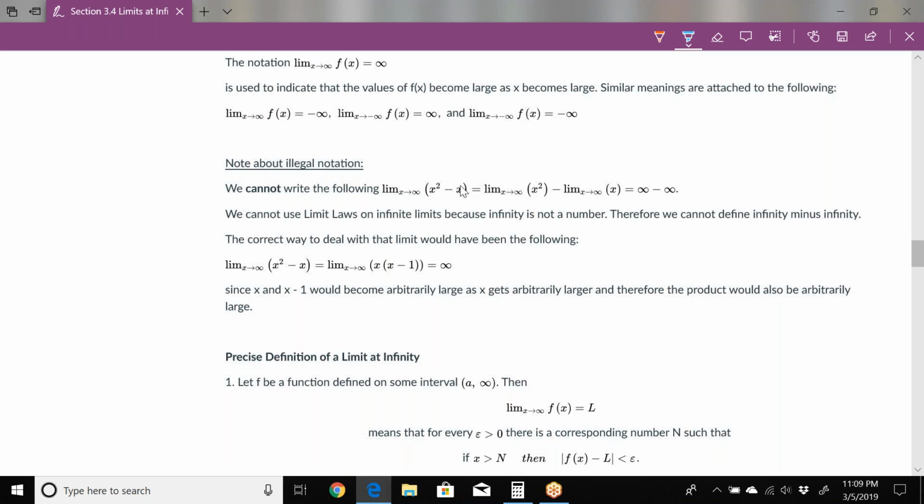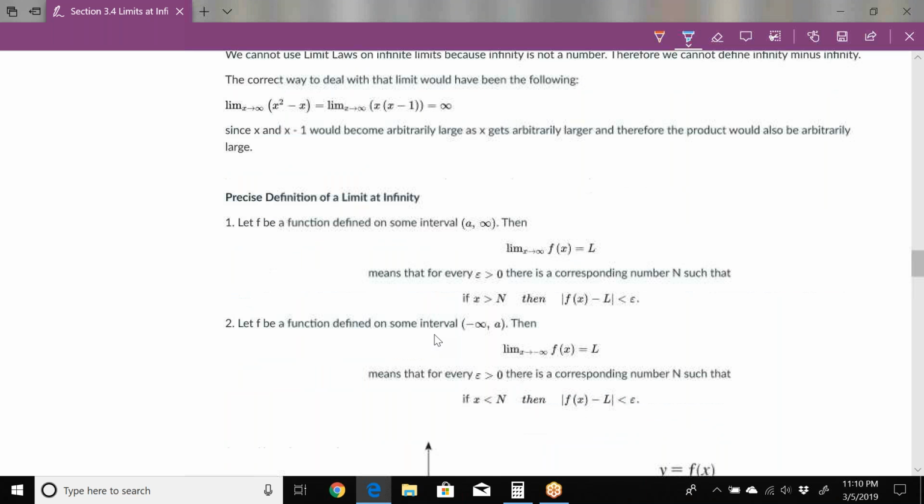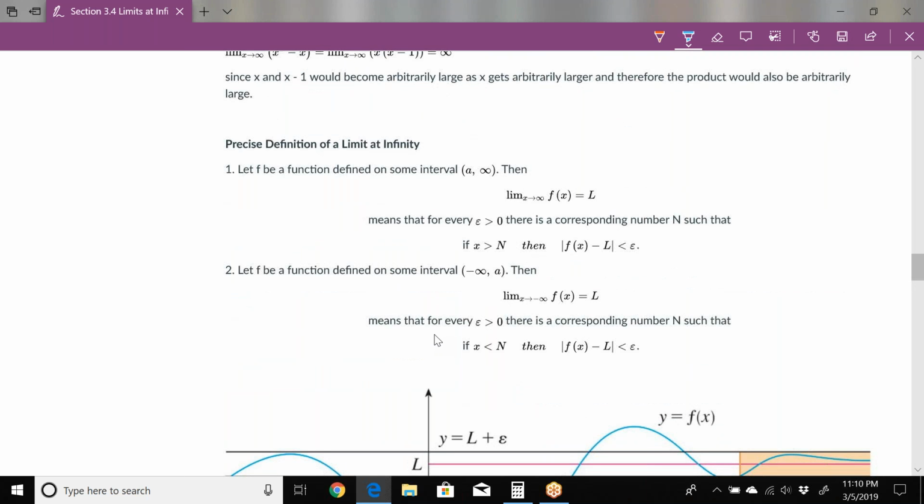The better way to deal with something like this, where you don't have a way to divide out any terms because there's no denominator, is to factor it. So x times x minus 1 is a product, and x and x minus 1 are both going to get extremely large the farther out x goes. If you have two very, very large numbers and you multiply them together, it's going to be very large as well. And remember, arbitrarily just means, how large are we saying? So that product would go to positive infinity, okay? Now, this is the precise definition of a limit, instead of what we used in our own words.